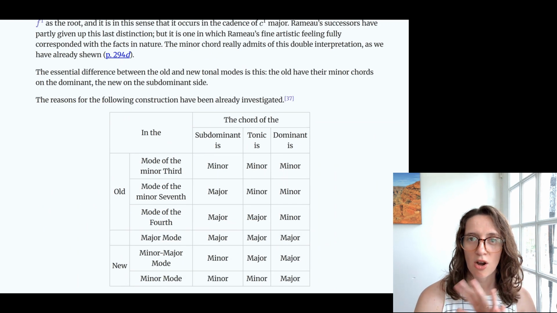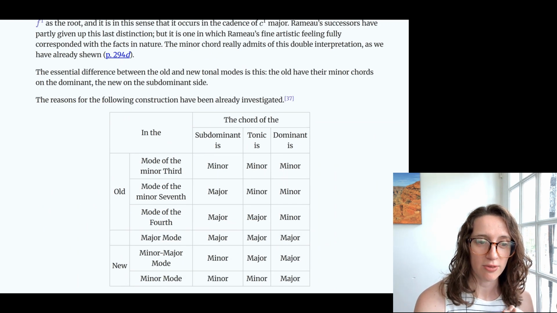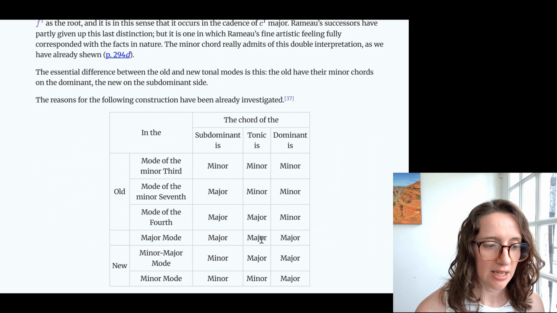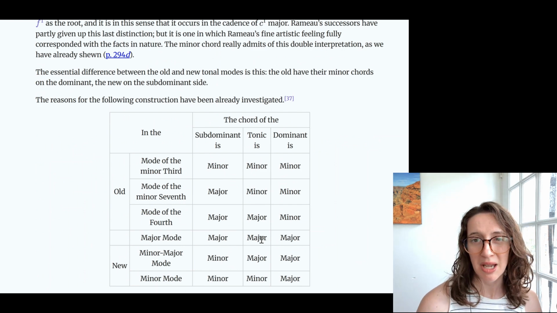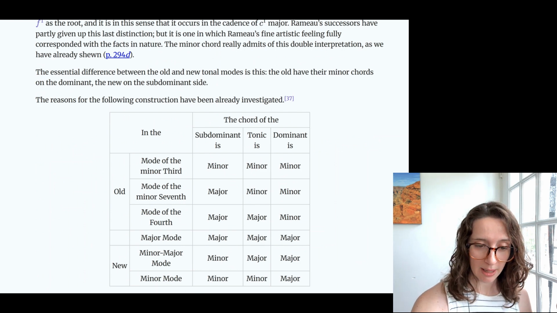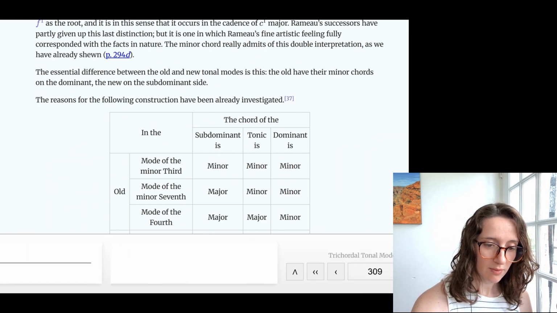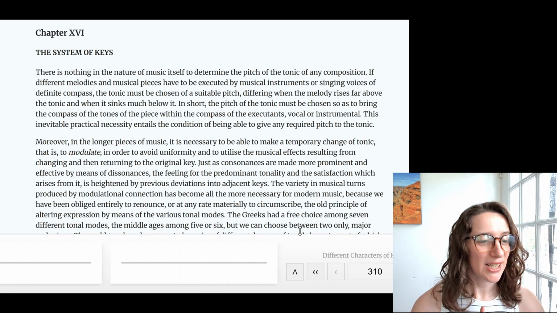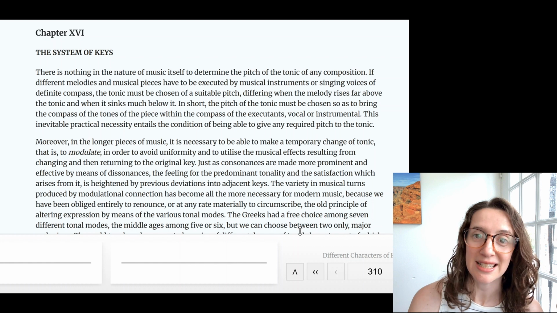You may have noticed that in all of our exploration of tonal modes so far, we've been sticking to the key of C. That's just for sake of comparison and simplicity, I guess. But next chapter, we are expanding past the key of C to explore the system of keys.